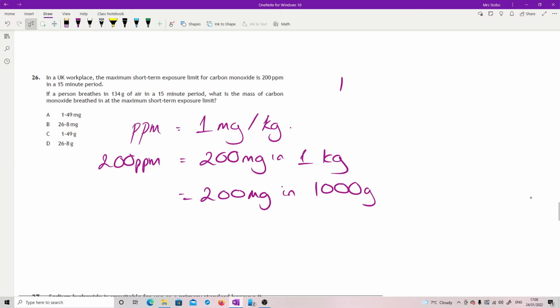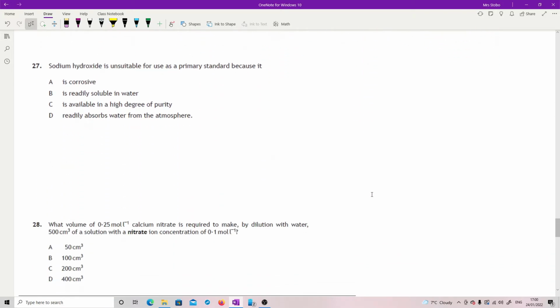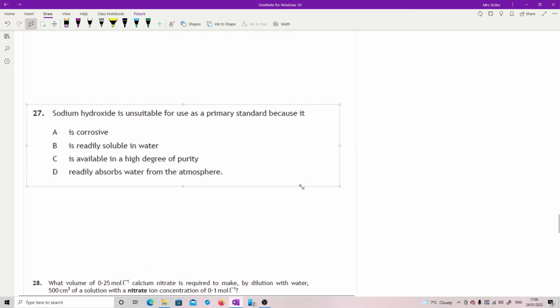Okay, now if you got that far, then all we're looking for is a straight proportion. Okay, so what we're saying is 1,000 grams is 200 parts per million. How much is 134 grams? Because that's how much they said you breathed in. So 134 divided by 1,000 times by 200 gets you 26.8 milligrams.